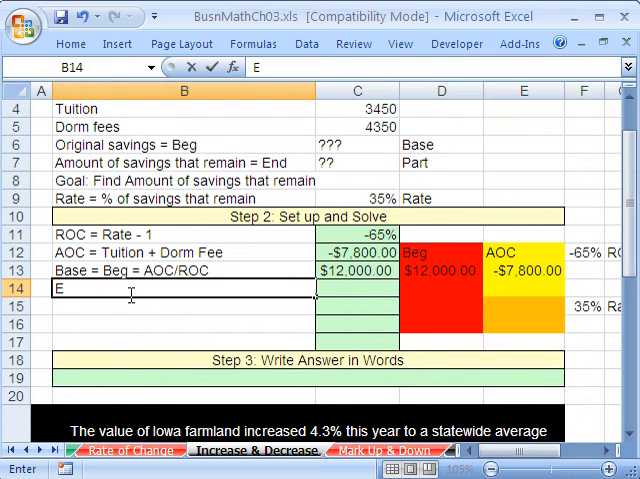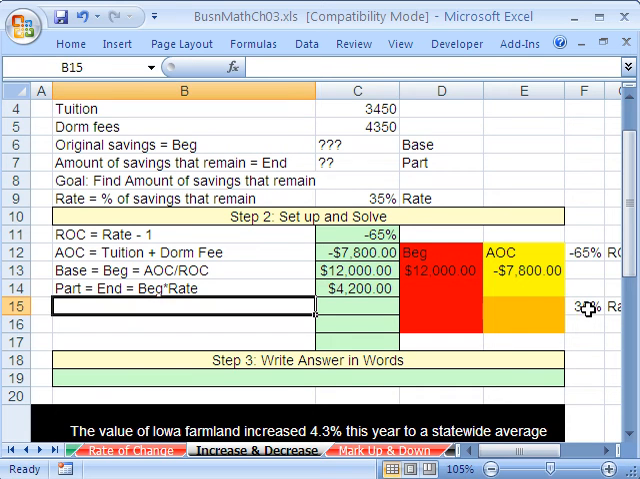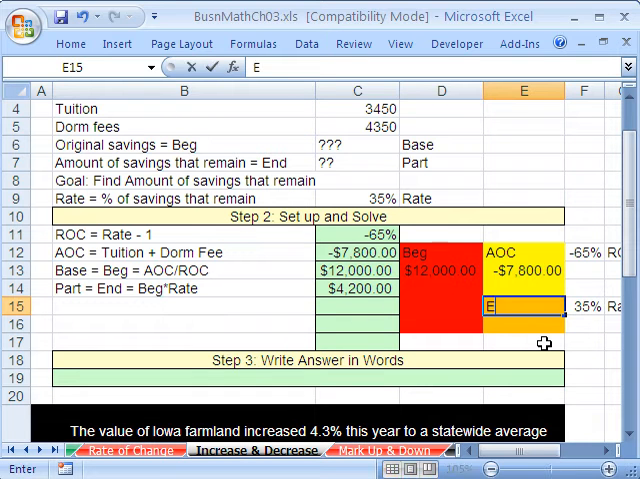So part, which also equals end in our case, will equal the begin times the rate. And we saw in our increase problems how we had a rate greater than 1, so we went up. In this case, this is much less than 1. So when we multiply that by this, it's going to be much smaller. Equals the begin times our rate. 4,200. So the amount we have left, and this will be the end amount. I'm just going to put end equals this.